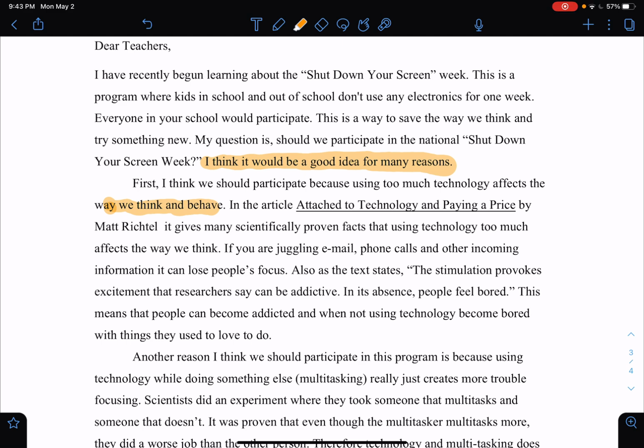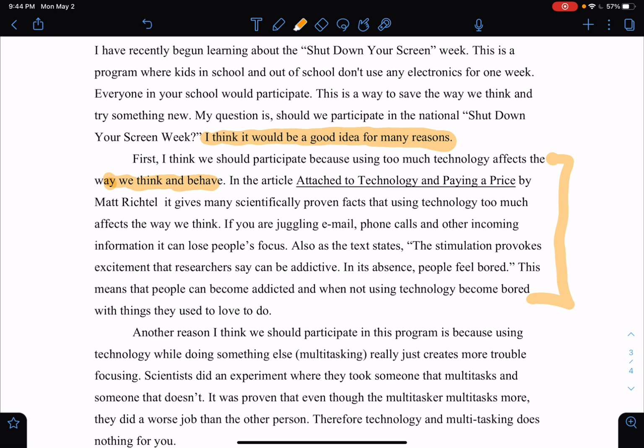This student is citing a source, which is great, and they also paraphrase, which is okay, but I prefer that you use quotes. If you are juggling email, phone calls, and other incoming information, you can lose people's focus. So here they're explaining. Also, another piece of evidence. So they have two pieces of evidence here, which is great. Also in the text, it states, the stimulation provokes excitement that researchers say can be addictive. It is in its absence, people feel bored. This means that people can become addicted and when not using technology, become bored with things they used to love to do. I would have expanded the explanation a little bit.